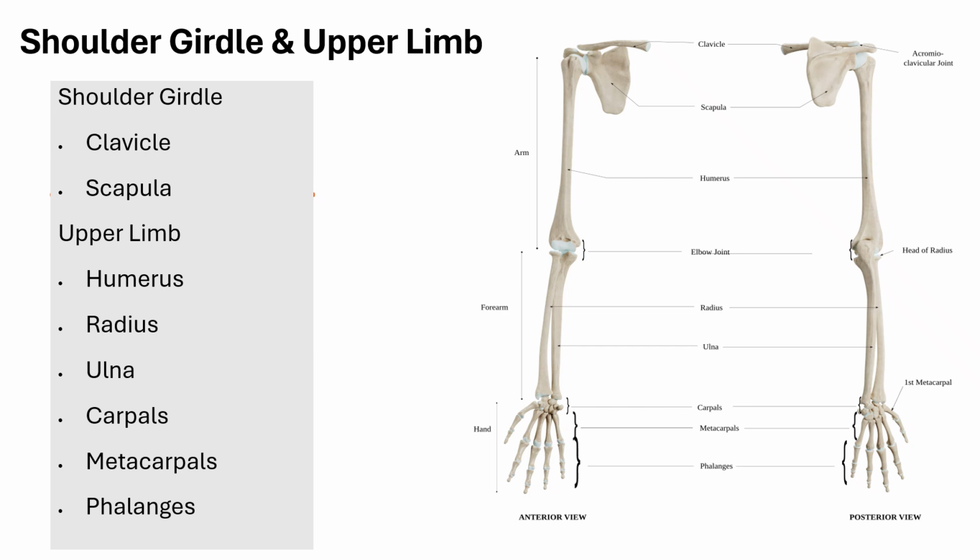The appendicular skeleton begins with the shoulder girdle, which attaches the upper limbs to the axial skeleton. The clavicle and scapula provide stability while allowing a wide range of motion. The humerus forms the upper arm. The radius and ulna make up the forearm. The wrist contains 8 carpal bones, while the hand contains metacarpals and phalanges. Together, these bones allow remarkable dexterity.